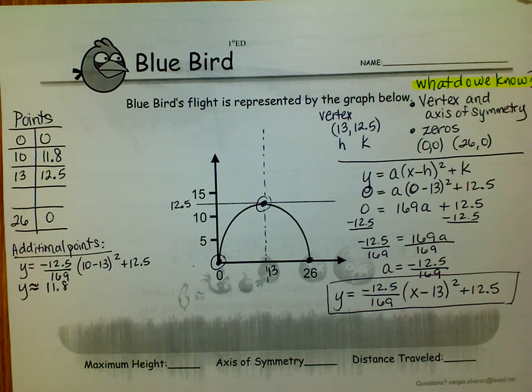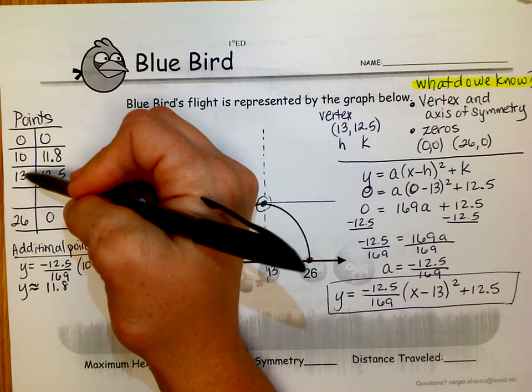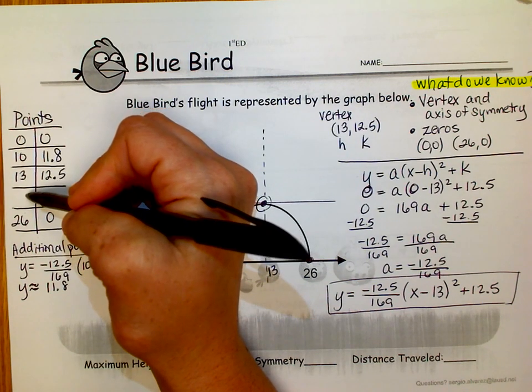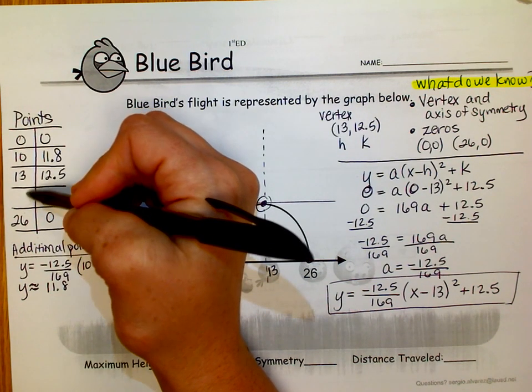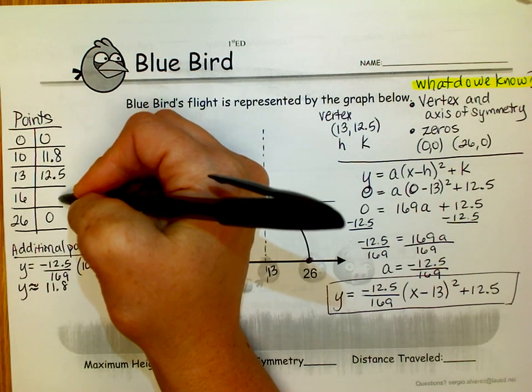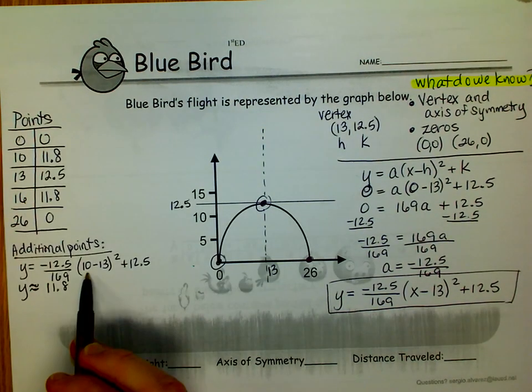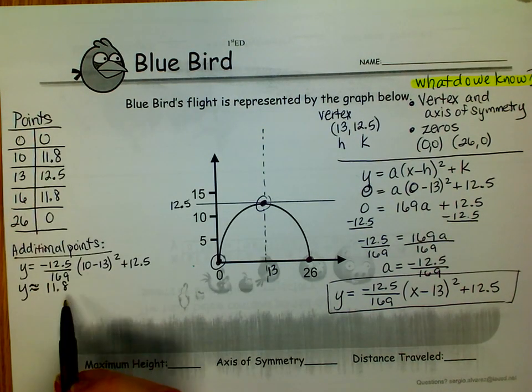Then if we choose a reflected point, which, right here, 10 is 3 below 13, so if we choose the x value that is 3 above 13, if we choose 16, then our reflected point will have the same y value. If you want to test that out, you can do this work again with a 16 instead of a 10 to be sure you get 11.8. It's a good way to check your work.